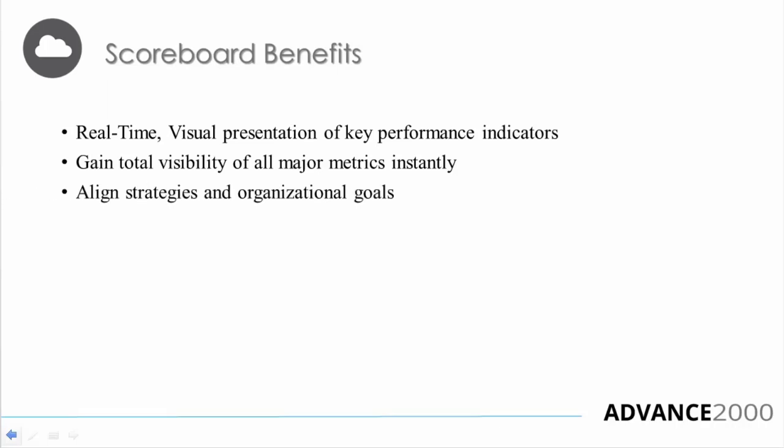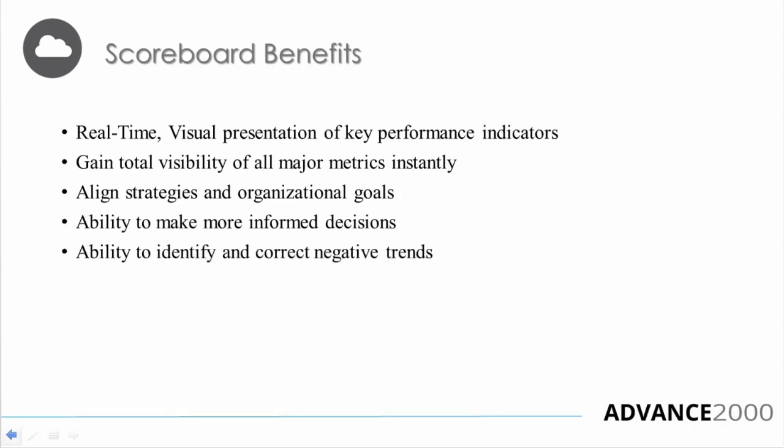Now, a big part of running a business is having goals, and the fact that we allow for the recording of those goals and the display of those goals versus actual means that you can align your strategies to those organizational goals and make informed decisions about those goals. You also have the ability to identify and correct negative trends before it's too late. Knowing a few days into the month that you're not on track means you can correct before the end of the month.